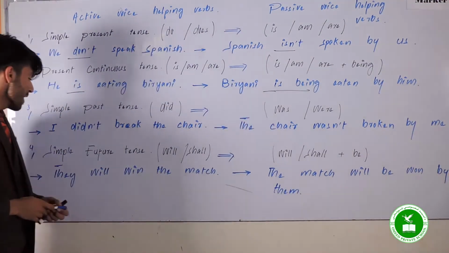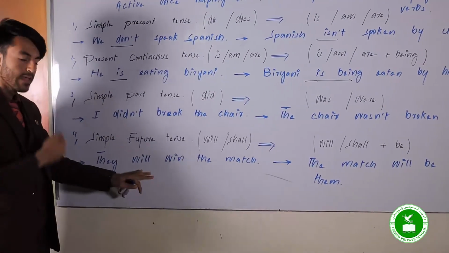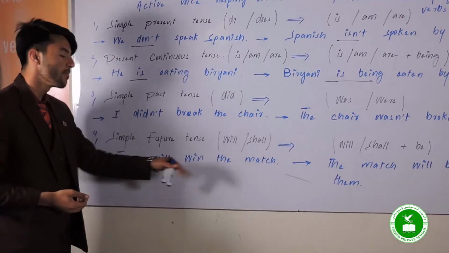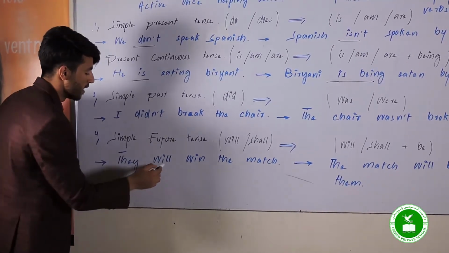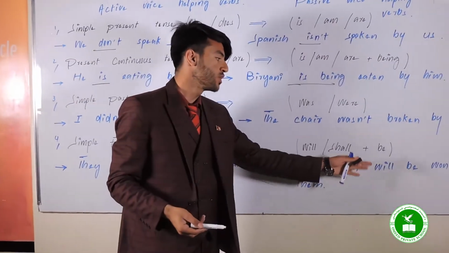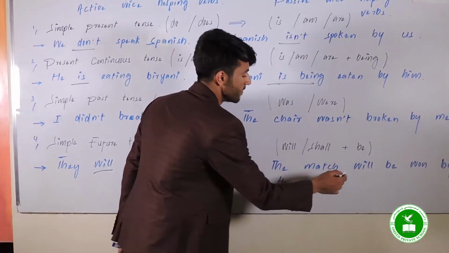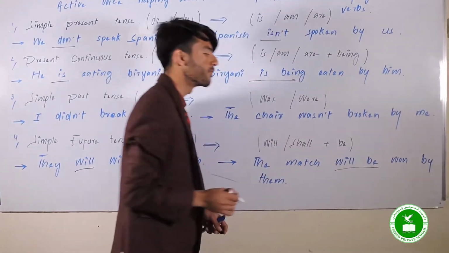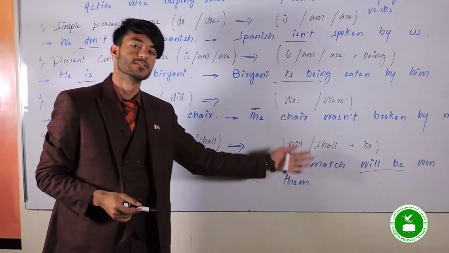Okay. What is the helping verb in the active sentence? They will win the match. That is, will. And it's an active sentence. When we change this, it becomes: the match will be won by them. Will be is the helping verb of this sentence.